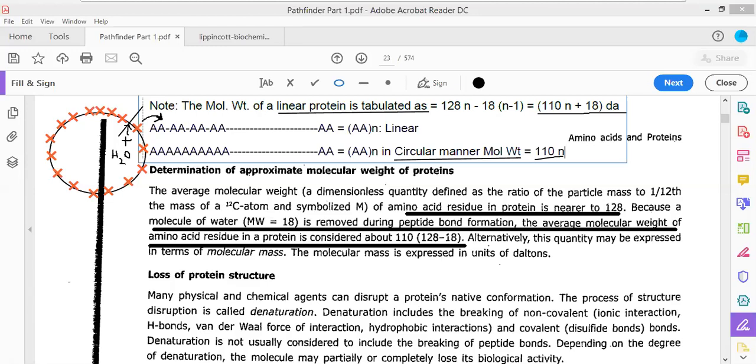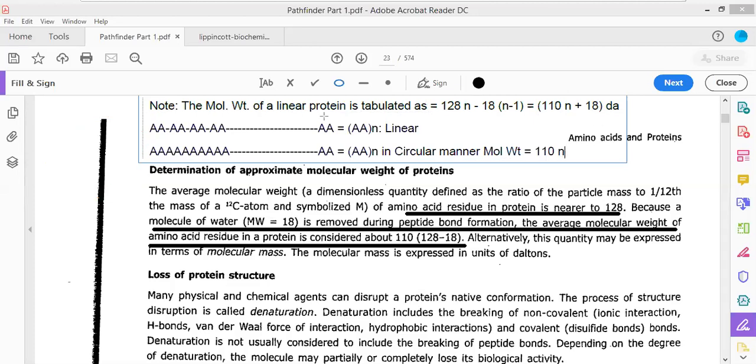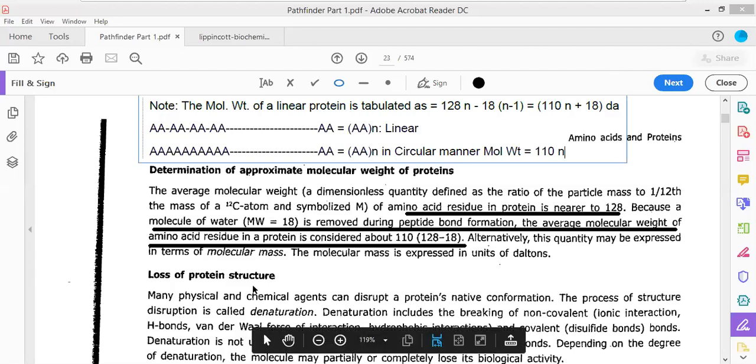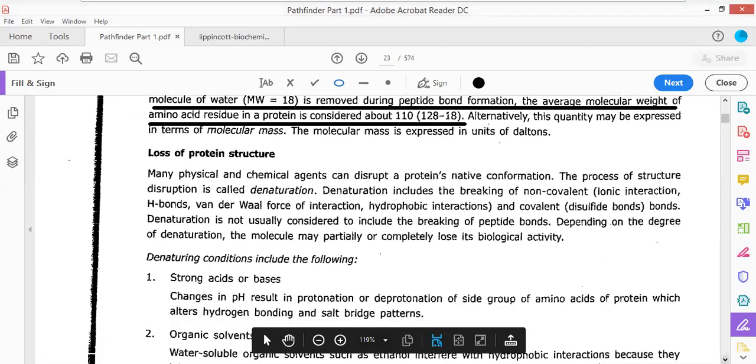Now we are going to look at the loss of protein structure. What do you mean by loss of protein structure? How does the protein lose its structure? Please note all these things. These things are very important, because these formulas are not even given in Pathfinder. Loss of protein structure refers to how the protein structure is being lost.